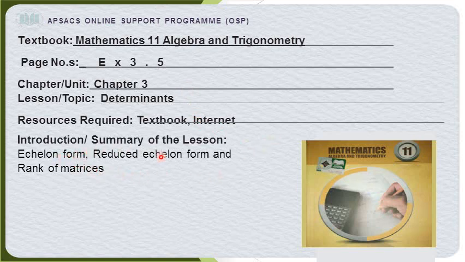And the summary of this lesson, what we will learn after this lesson: echelon form, reduced echelon form, and the rank of matrices. So now you are able to understand why I skipped rank of matrices from exercise 3.4, because it is related to 3.5. Once you know how to perform reduced echelon form, then you will be able to get the rank of matrices.